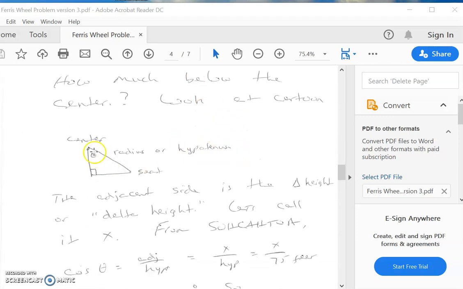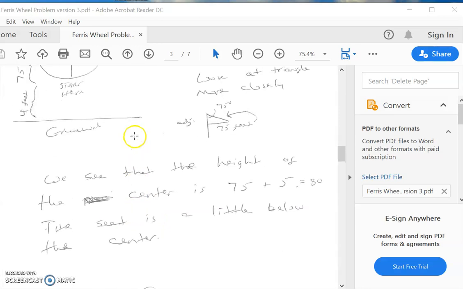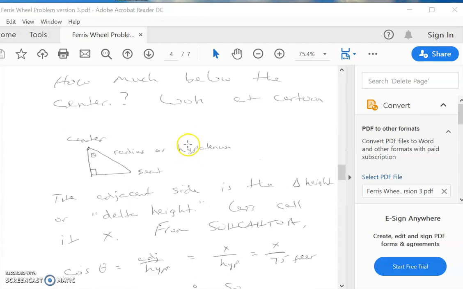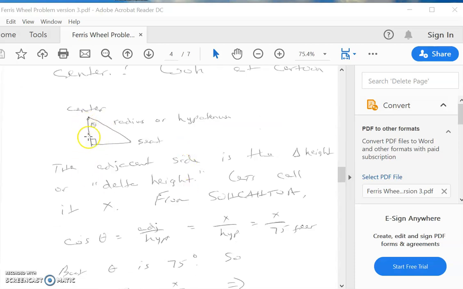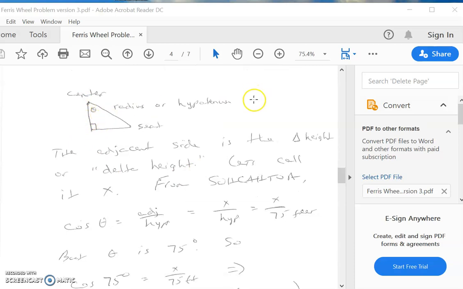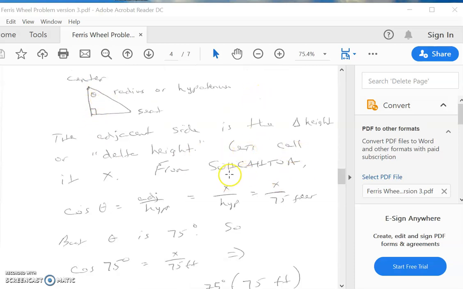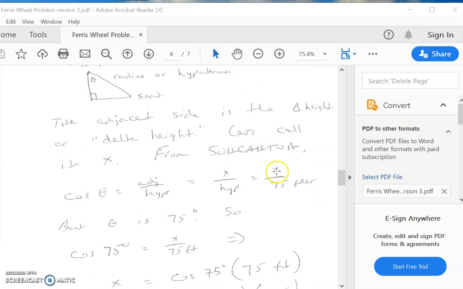Let's look at the cartoon again. Here's our center. Here's our radius, otherwise known as the hypotenuse. This is a right triangle. Here's where our seat is. Okay, do you see how that's this cartoon right here? Obviously, nothing's to scale, right? Okay, this adjacent side here, that's the delta height. That's the height that we're interested in. Let's call it x.